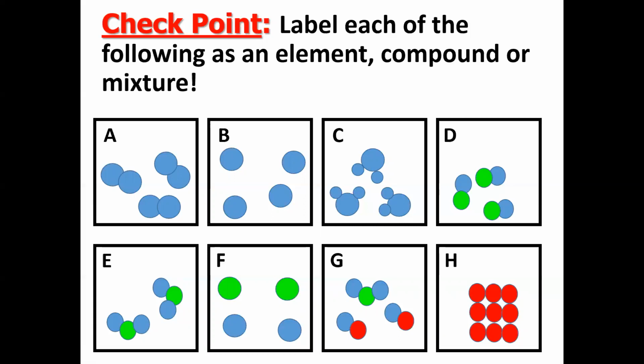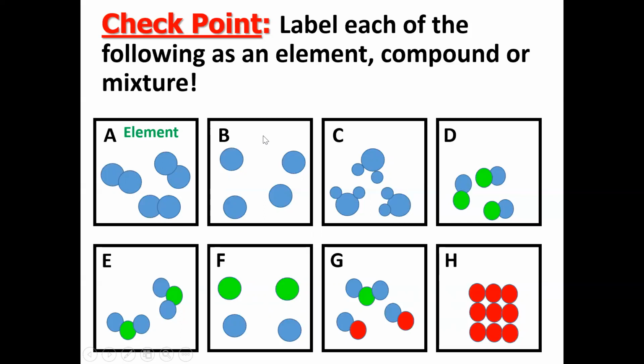Right, I hope you paused that video to give yourself opportunity to answer those particular questions. What we're going to do is go through the answers now. So A is an element. I'm hoping you would have been able to justify that, because you can see you have only one type of atom there. The particles that I've drawn, the atoms, are the same size and the same colour to represent that they are of the same type.